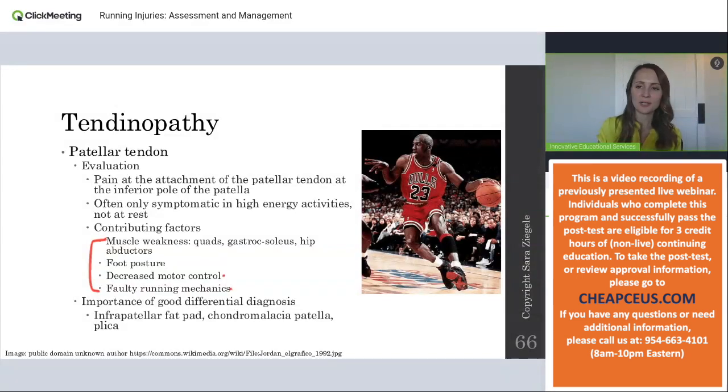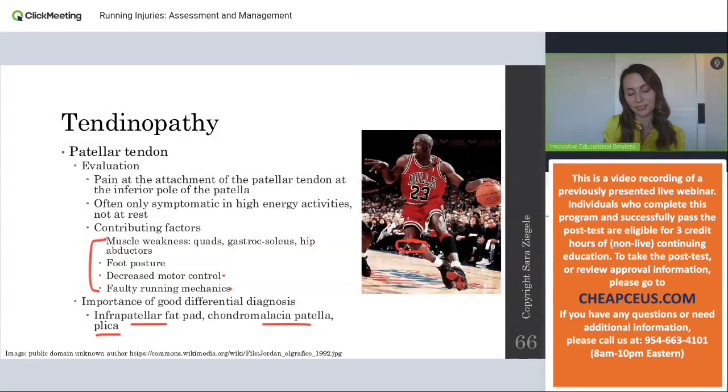But it is important that we're good at our differential diagnosis because there are other structures in this area that can mimic patellar issues. However, they might require slightly different interventions. So in thinking about that anterior knee pain, other things that it could be are intrapatellar fat pad issues or inflammation. It can be chondromalacia patella and also plica syndrome.